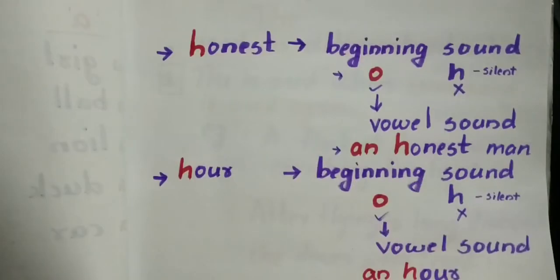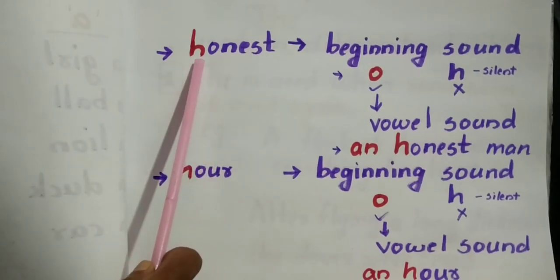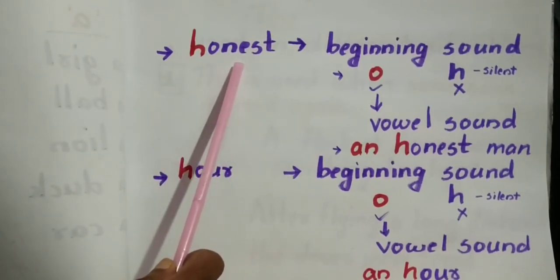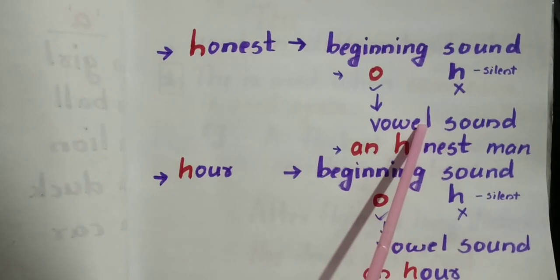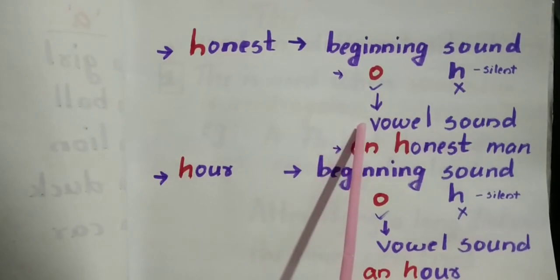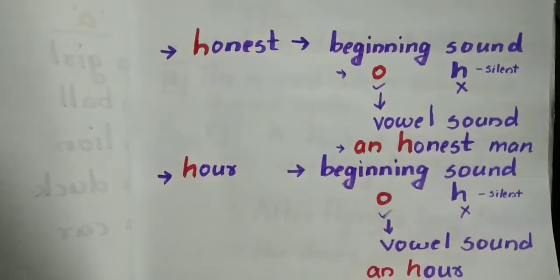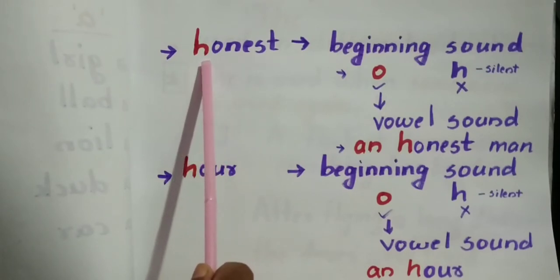And let's take one word, honest. In this word honest, H is silent. It is not 'honest' with an H sound, it is 'onest'. So the word begins with the sound O, not H. The beginning sound is O, and O is a vowel sound. So we will add an to this particular word. We can't add a because the beginning sound is O, not H. H is silent here.